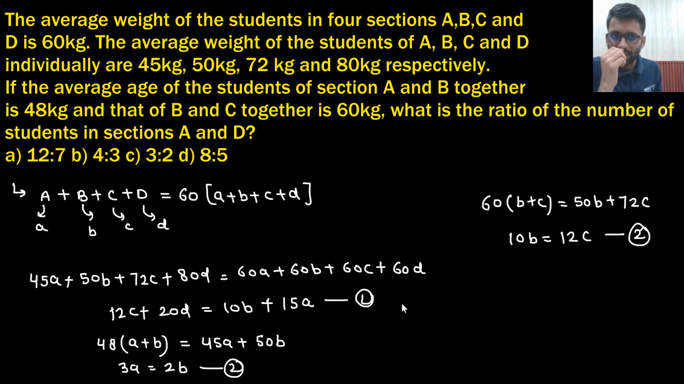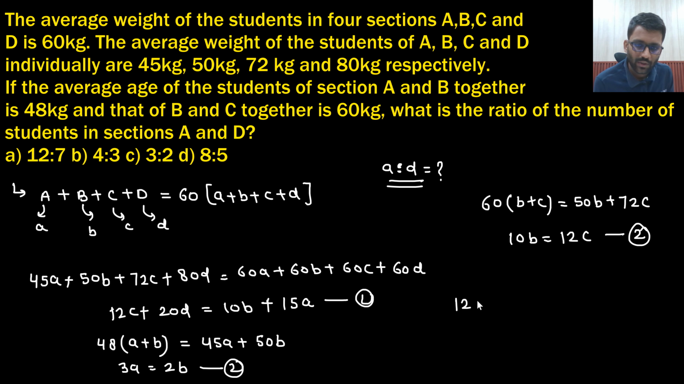Right? What do you need to find? The ratio of the number of students from A to D. Basically, you need to find A ratio D. This is your target. This is what you need to find, the value of A ratio D. So 10B is equal to 12C, which you have been given. Now I have this equation.